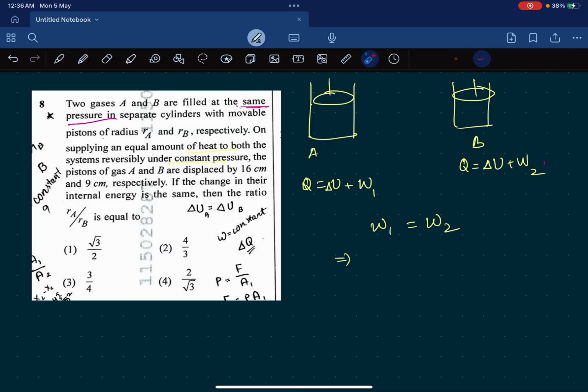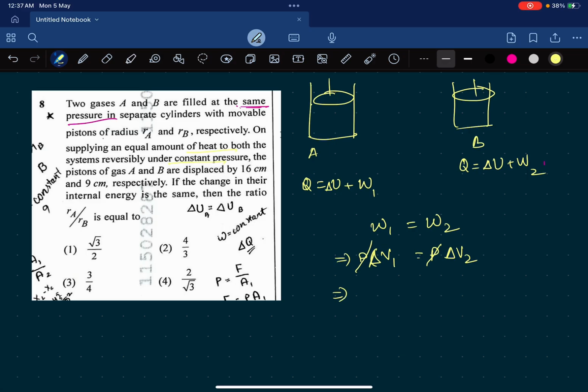Again, one important point is mentioned, that the processes are carried out under constant pressure. Constant pressure means this is an isobaric process, right? So work done will be P multiplied by change of volume in the first cylinder, equal to P multiplied by change of volume in the second cylinder. So P and P get cancelled, right? Now what is the change of volume?